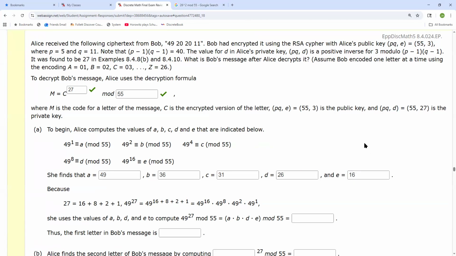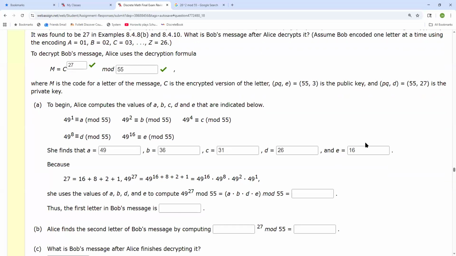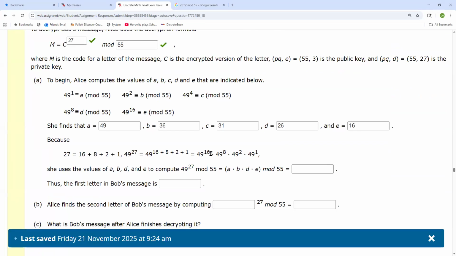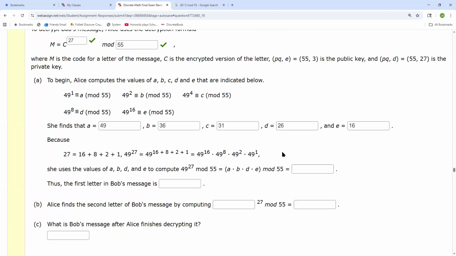Cool. Okay, there we go. Then 27 is equal to 49 to the 16th times 49 to the 8th times 49 squared times 49 to the first, mod 55, equals A times B times D times E. So what they're saying is 27 is equal to those numbers. So it equals this, which equals this. It's a little confusing.